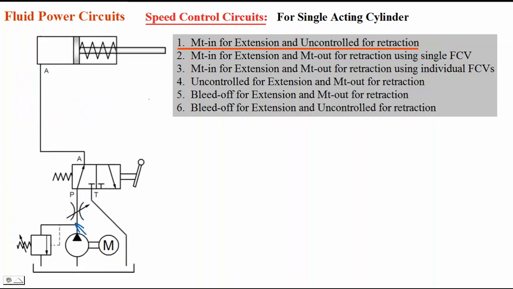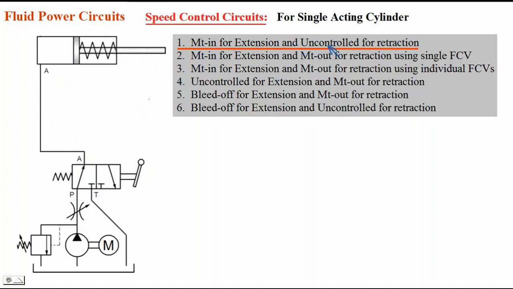This is one type. Look here, this is the second type. Again, during extension, oil which is going into the cylinder from P to A, cylinder is extending. This flow is through the flow control valve here. So that's why meter in for extension. When I shift the lever, A to T connection is made, P is closed, and this line doesn't contain any flow control valve. So retraction is fast, that is uncontrolled. Extension is controlled. Meter in for extension, uncontrolled for retraction.